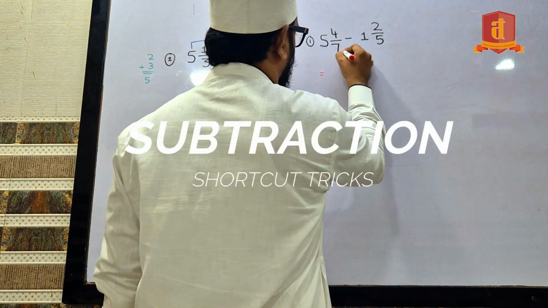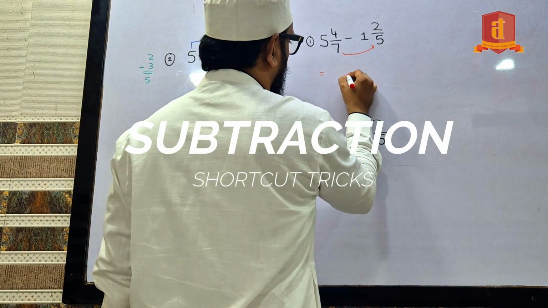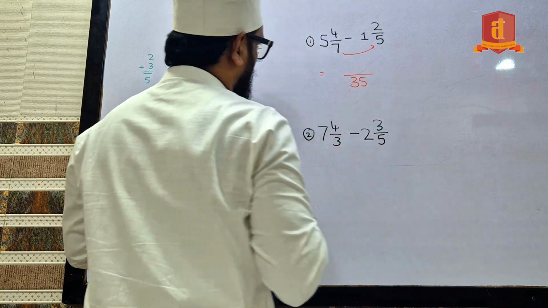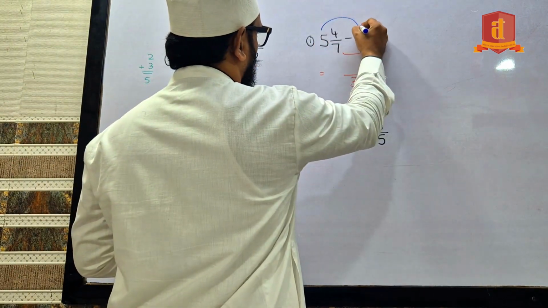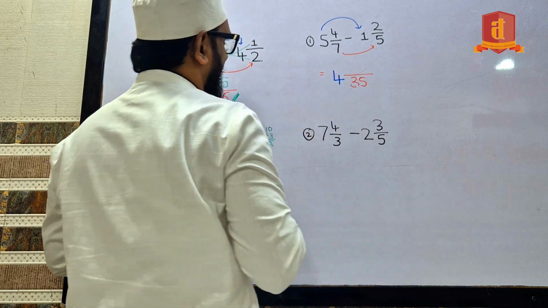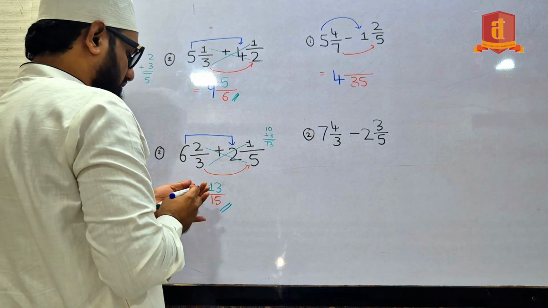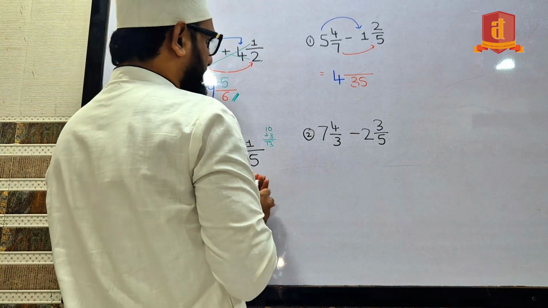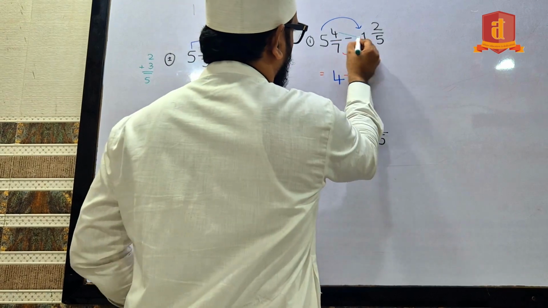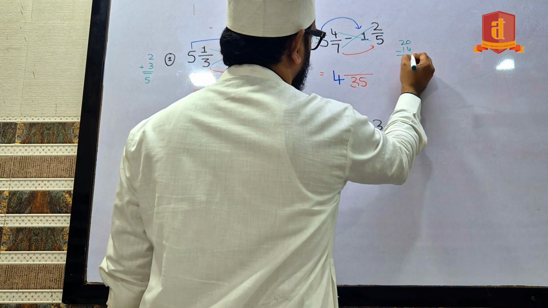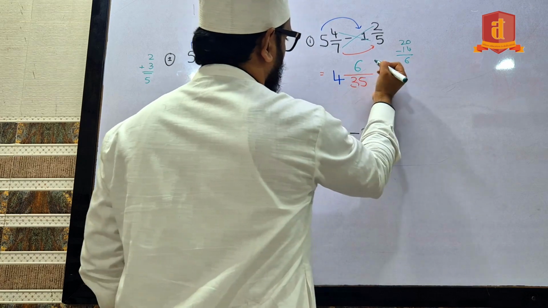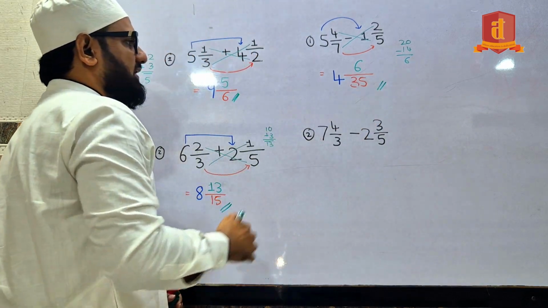7 times 5. 7 times 5 will be 35. Now you need to subtract this. 5 minus 1. 5 minus 1 will be 4, and then you need to cross multiply this. So this will be 4 times 5. 4 times 5 will be 20, and 2 times 7 will be 14. Minus 20 minus 14 will be 6. The answer is 6 over 35.